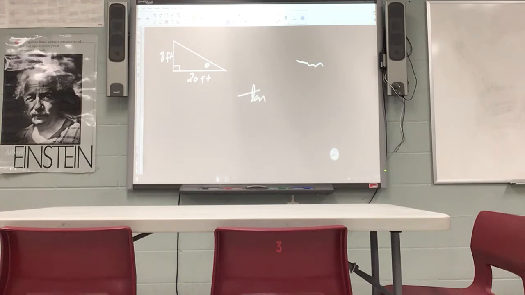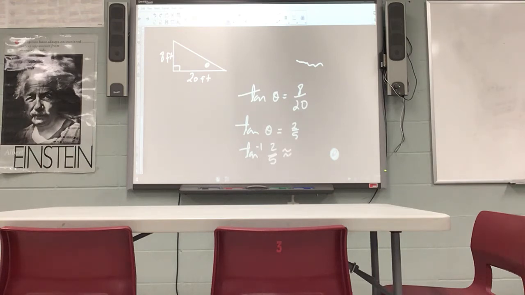So the tangent is opposite over adjacent, and that's 8 over 20, or 2/5. Now you could go ahead and reduce that, so take a 4 out of both of them like Mr. Tyler said. Now, is this going to be the regular tangent button or the inverse tangent button? Inverse, because my tangent is right next to the theta. So we're going to do the inverse tangent of 2/5.